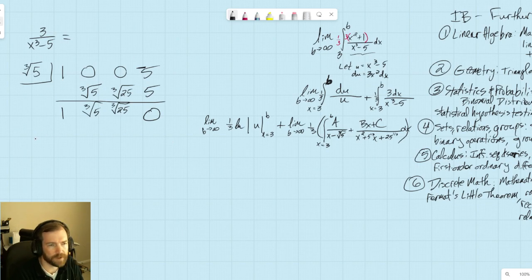Alright, so if we've got a over x minus cube root of 5 plus bx plus c over x squared plus cube root of 5 times x plus cube root of 25 is equal to 3 over x cubed minus 5, then these are going to multiply through, same as we did before.